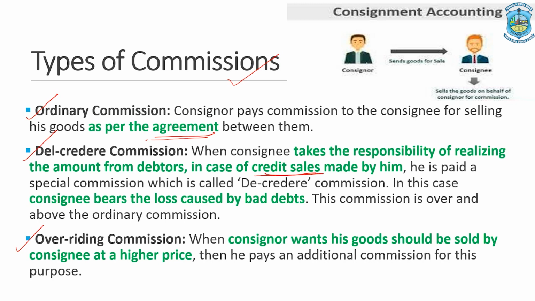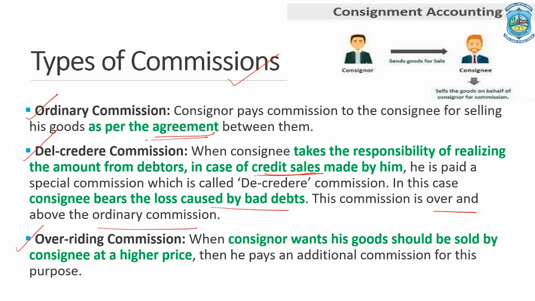Now one thing should be noted here, in case of Del-credere commission, the consignee who receives Del-credere commission also bears the loss that is caused by bad debts. Any unrecovered amount, where the debtors are not paying, that particular loss is borne by the consignee. So when the consignee is taking so much pain, obviously he is going to charge some extra amount for performing this particular service, and this is known as Del-credere commission. The amount of Del-credere commission is over and above the ordinary commission. This is to be noted here.